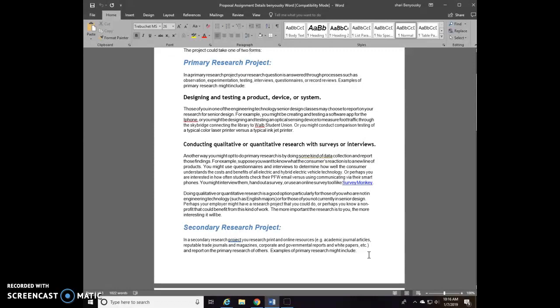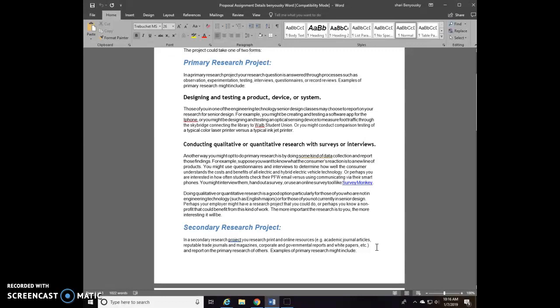Some examples that I offer you here would be designing and testing a product. Anyone in MAT, probably WT to a certain extent, even industrial. For example, you might be creating and testing a software app for the iPhone, or designing and testing an optical sensing device to measure foot traffic to the SkyBridge. There's a lot of different projects you could be working on. You might be doing comparison testing of a typical laser printer versus an inkjet printer.